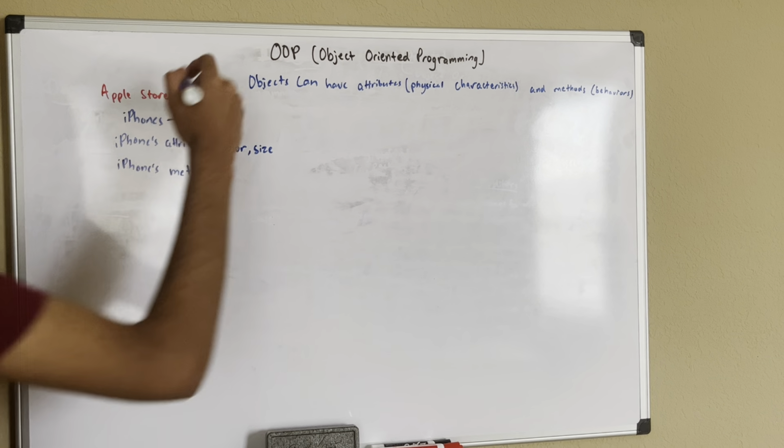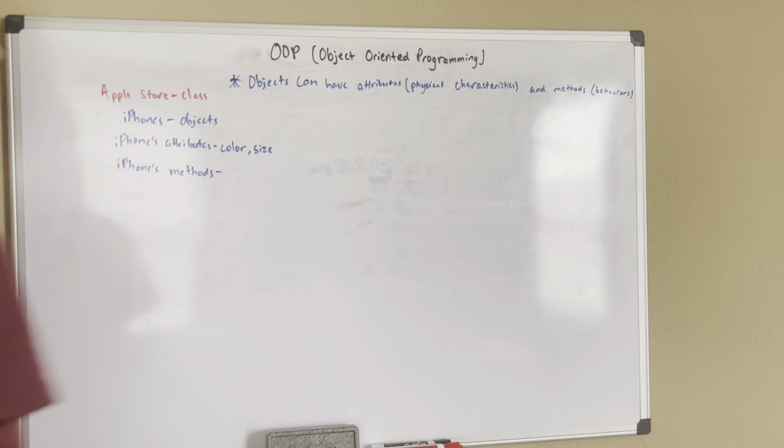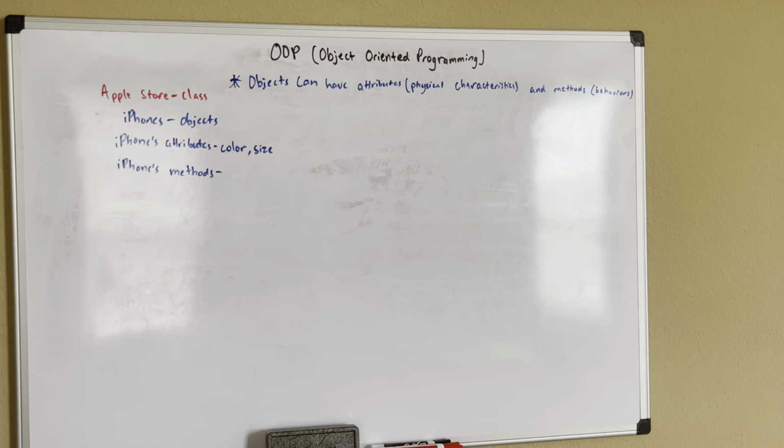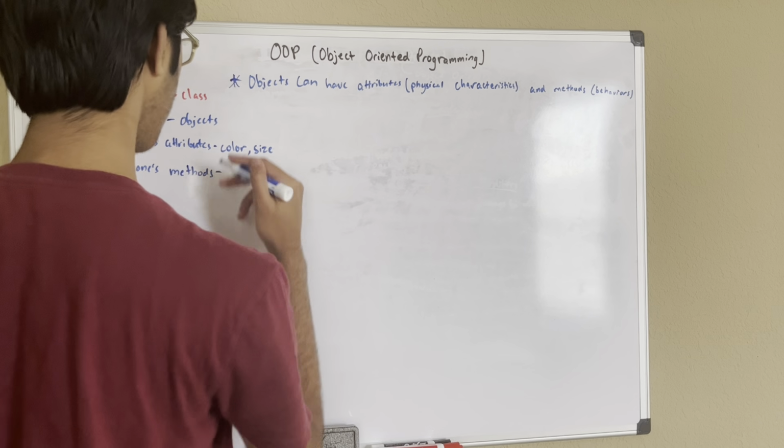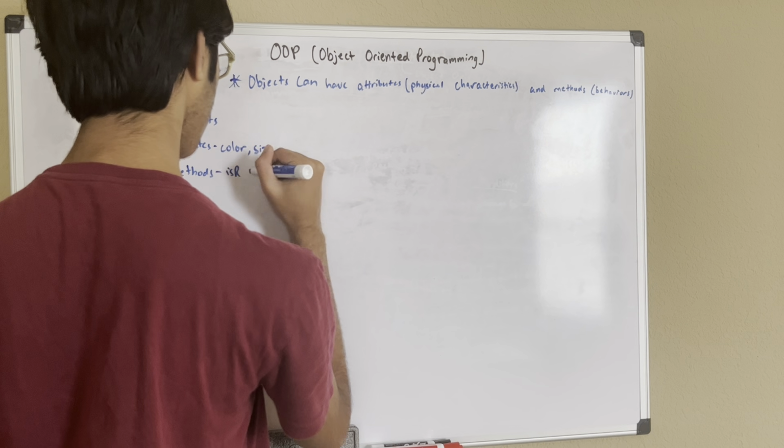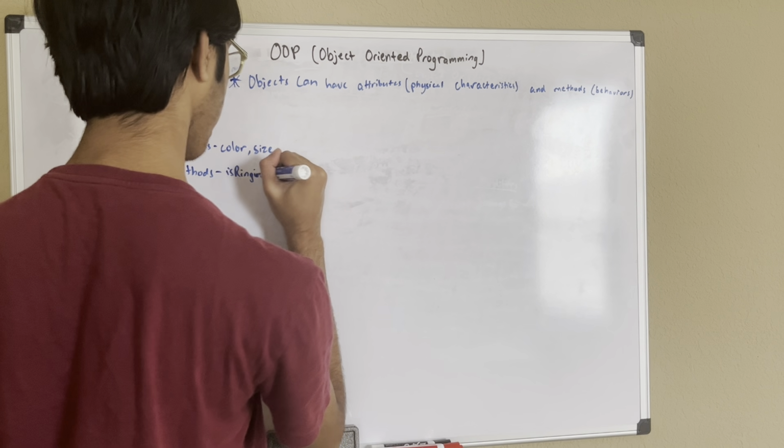That's a key thing to know. AP must know it too. Objects can have attributes, physical characteristics, and methods, behaviors. So, its attributes: color and size. Two main things, right? An iPhone's method is ringing, so whether the phone is ringing or not.